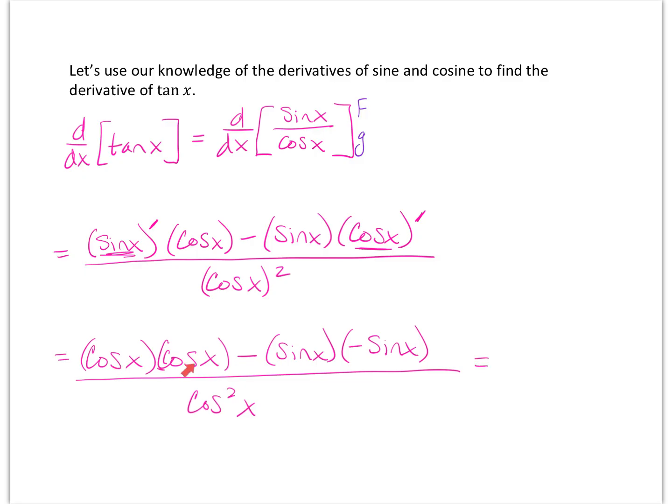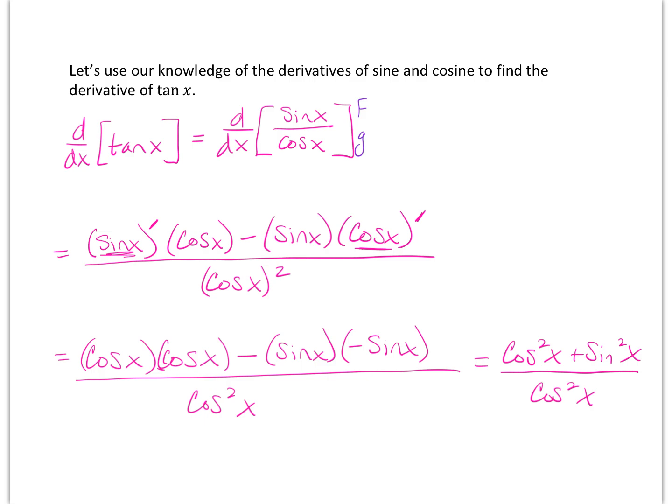Okay, so I have cosine times cosine, that's cosine squared. And then I have minus sine x times negative sine x. So that's minus a negative, so that's plus sine squared x all over cosine squared x.